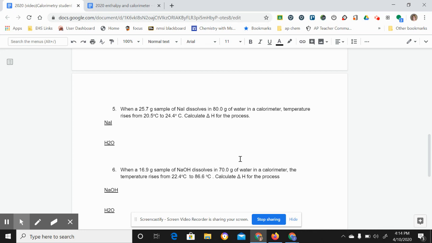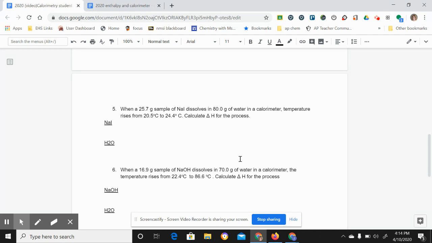So now the problem says, when a 25.7 gram sample of sodium iodide dissolves in 80 grams of water in a calorimeter, the temperature rises from 20.5 to 24.4 degrees C. Calculate the delta H for this process.